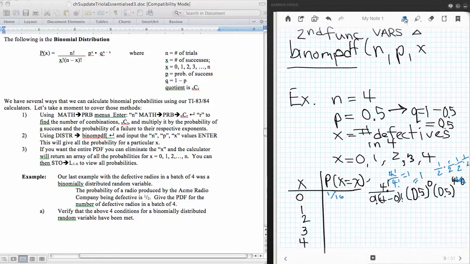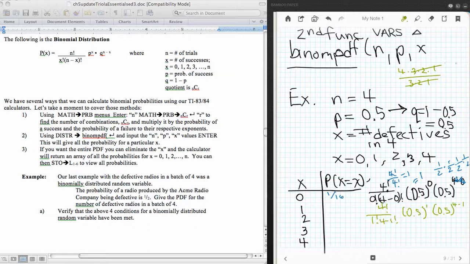So now let's go on and move to the next one. And so this would look like 4 factorial over 1 factorial, and then 4 minus 1 factorial, and then 0.5 raised to the 1st power, and then q, the probability of a failure, raised to the 4 minus 1 power. So 4 factorial over 1 factorial times 4 minus 1, which is 3 factorial. This ends up being 4 times 3 times 2 times 1 in the numerator, and 3 factorial in the denominator is 3 times 2 times 1.